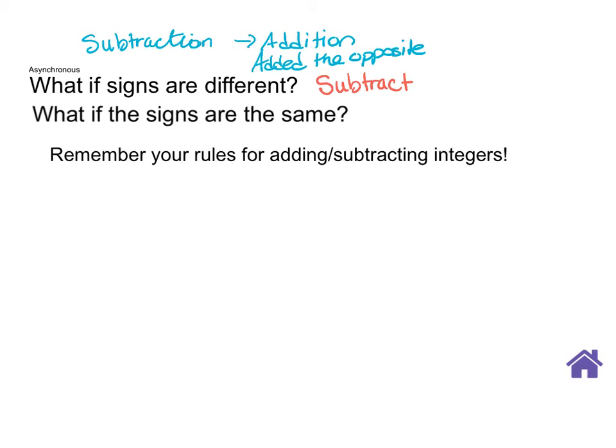Okay, and what I mean by signs, remember, is like a negative 3/4 plus 1/4. So the signs are different. You would subtract in your head, and then you would keep the sign of the larger absolute value.